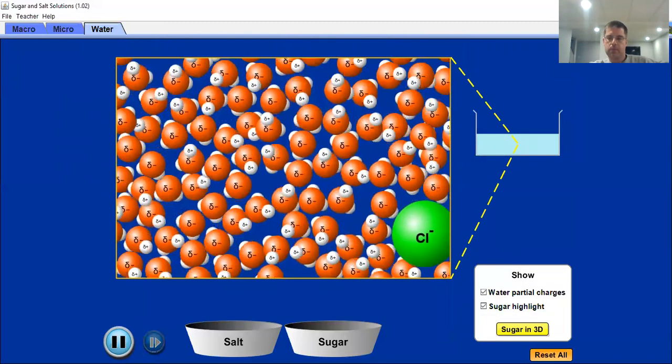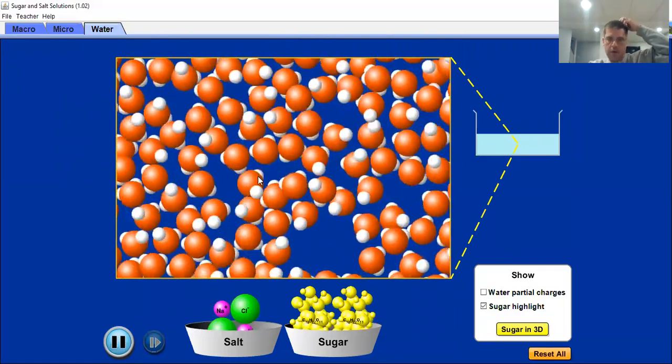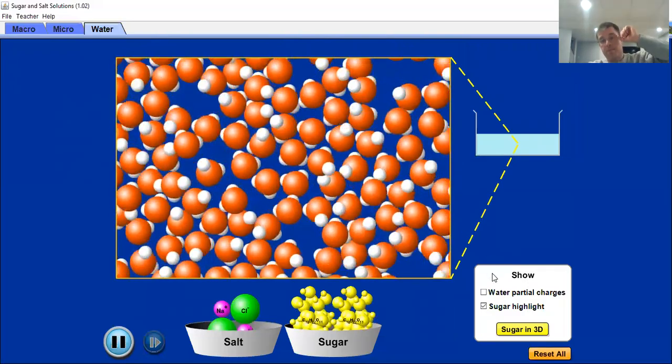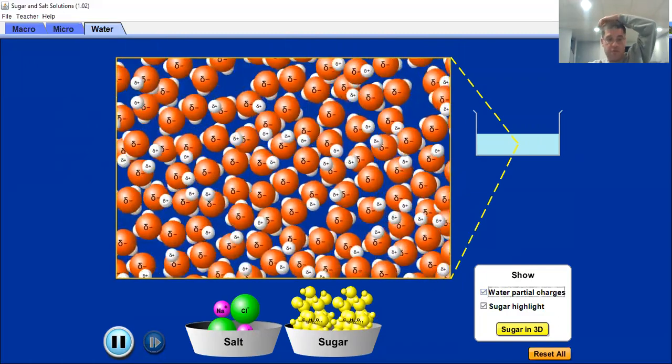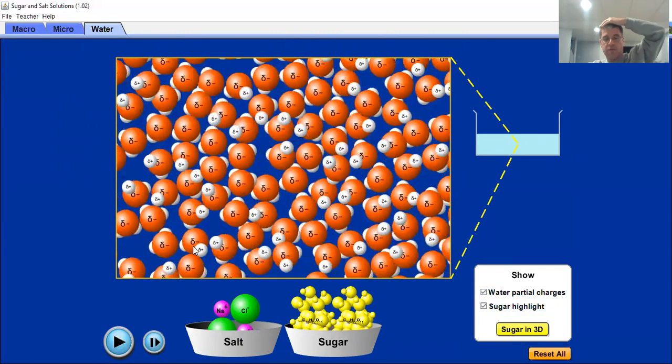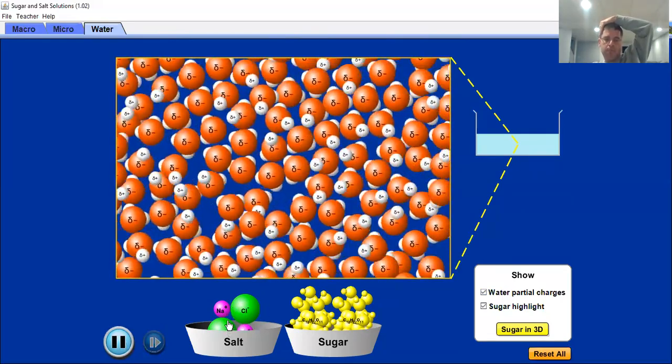Okay, so now here's a very microscopic depiction of water. And what you see right here, this means sigma. That's just another Greek symbol. So the negative end is oxygen and the positive ends are the hydrogens, right? So these are polar molecules. And watch what happens when I put in the salt.